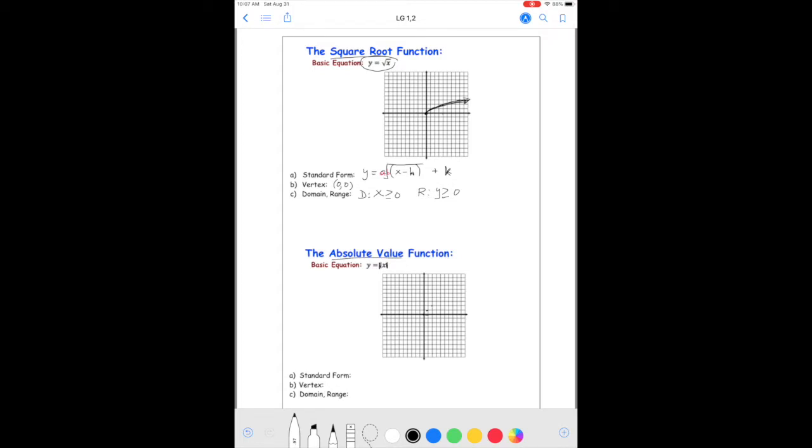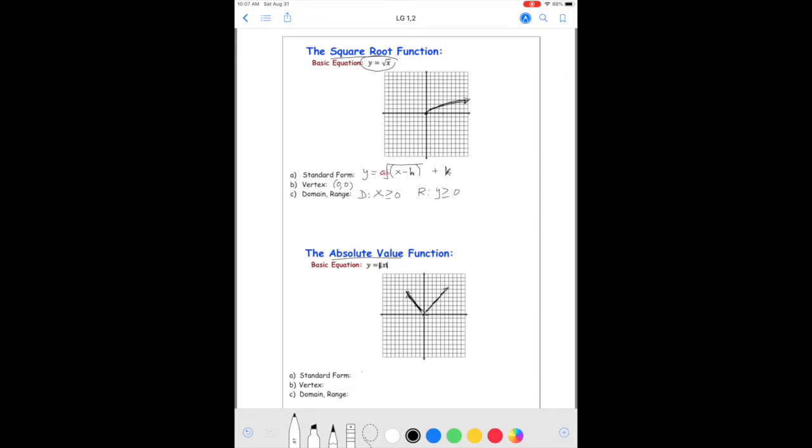Now let's go to the negative side. The absolute of negative 1 is 1. The absolute of negative 2 is 2. So now we have enough points to get a graph. So there's what the absolute value function looks like. A very basic one.